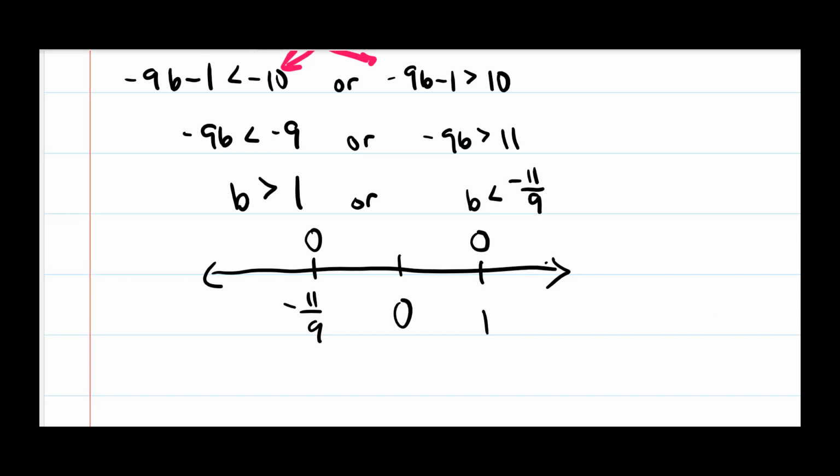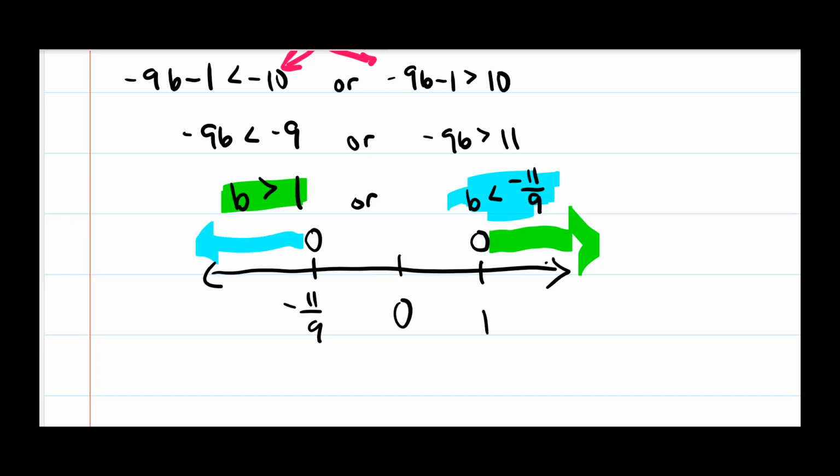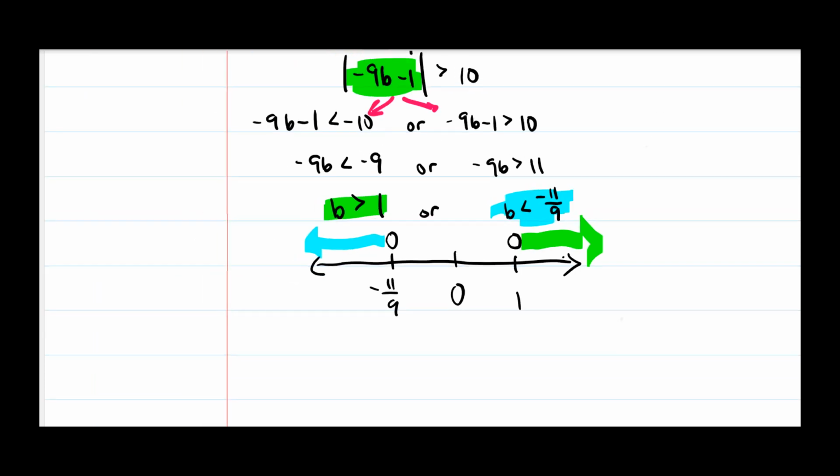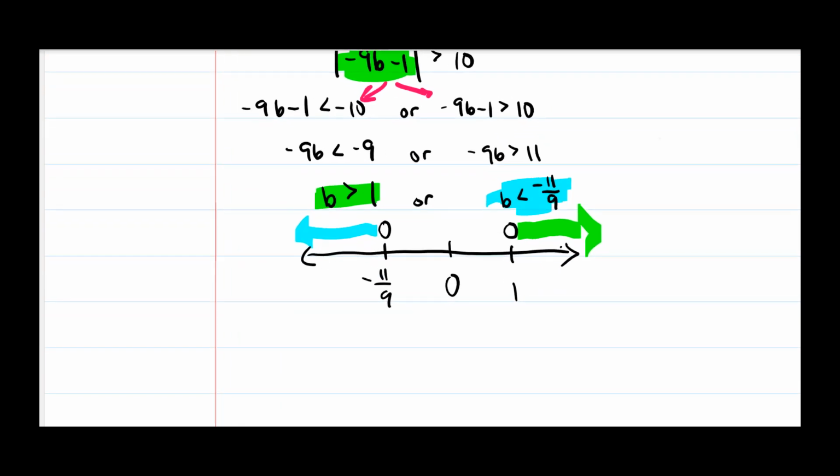Now, think about this for a second. If b has to be greater than 1, that means we're going to shade our line this way, because all the numbers on that side are greater than 1. Similarly, if we want our b's to be less than -11 ninths, all the numbers on this side of the number line are going to be smaller than -11 ninths. So that's that piece right there. That's the first part, solving it and graphing it.